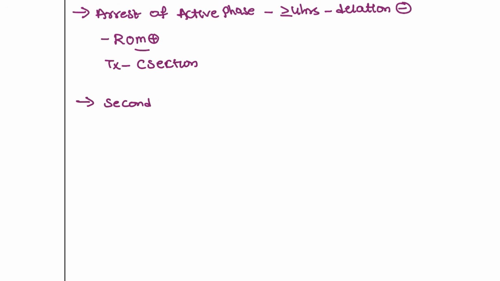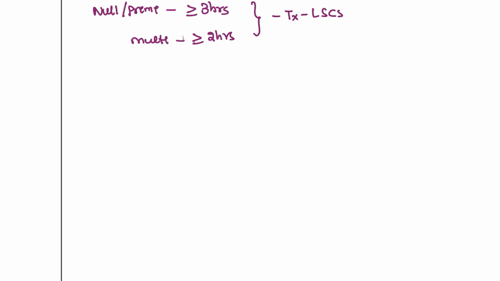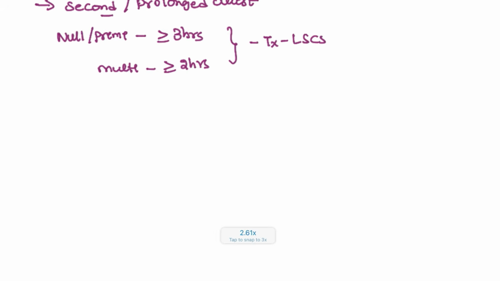Next, second stage. This is also known as a prolonged arrest. If you see the nulliparous or primary mother more than 3 hours, or the multiparous mother more than 2 hours, okay, if they are in the second stage and it is still not progressing, no change, then also the treatment is LSCS; we have to proceed for the baby. Okay, so this is how we are going to consider the different types of the phases.